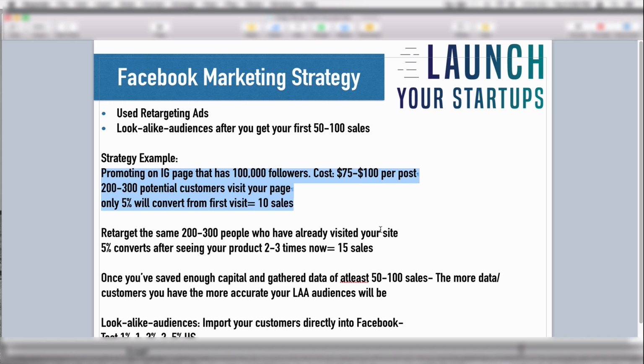And then once you start going in and retargeting those same 200 to 300 people that have already visited your site, they're not going to make the purchase right off the first time they visit your site. That's proven. So what you have to do is retarget them, because I would say about 98% of people won't buy from you if they only saw you one time. So you want to build a little bit of trust, and that's by seeing your ads constantly on Facebook or Instagram. So say now you retarget those guys on Facebook, and now 5% convert from that 200 to 300 that have already visited your site from this first post. Now after they're seeing your product 2 to 3 times, you get 15 sales from that one post.